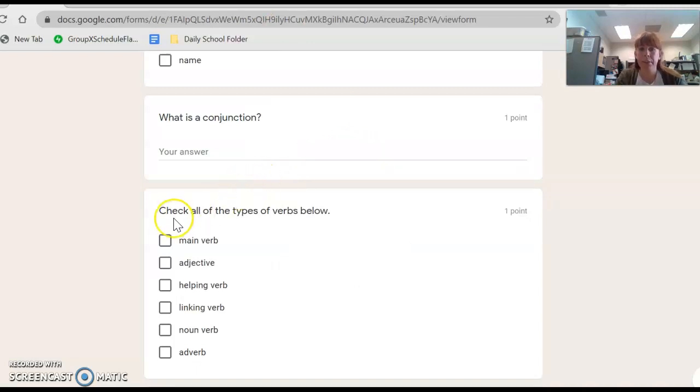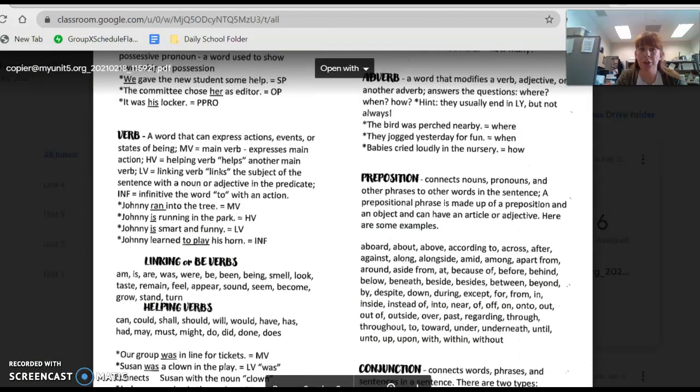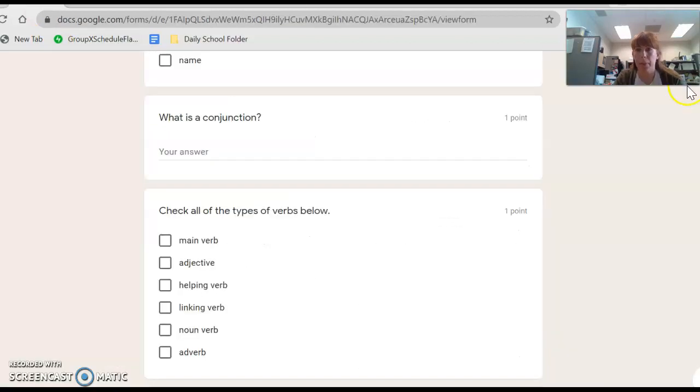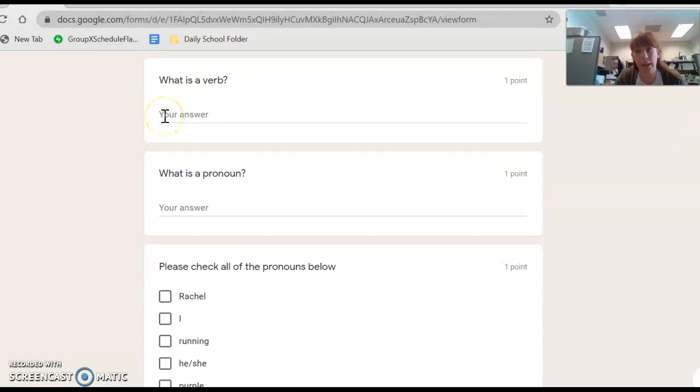All right, so same thing, check all the types of verbs below. If you go to your cheat sheet, look under verbs, it lists all the different types. Then you need to list what is a verb, type up the definition that is on your cheat sheet. What is a pronoun? Same thing. Type up the definition on your cheat sheet.